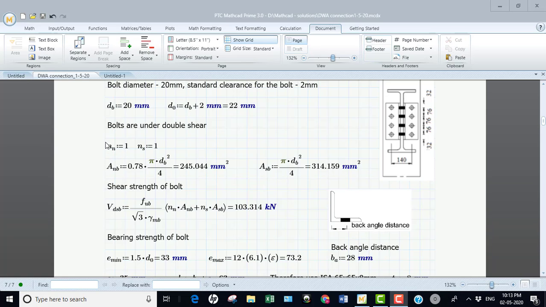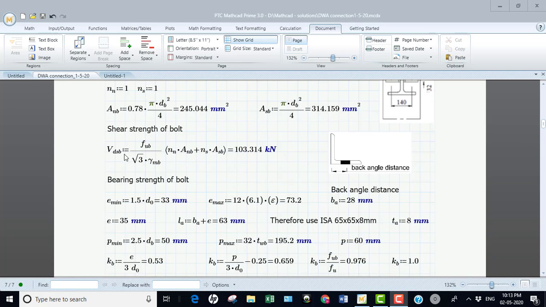So I consider one plane at the threaded region, one at the solid region. So I have calculated the net area for one plane and the solid area, that is the shank area, for the other. So I calculate the shear capacity in double shear. I'll get the higher capacity because it has two shearing planes to resist the shear.